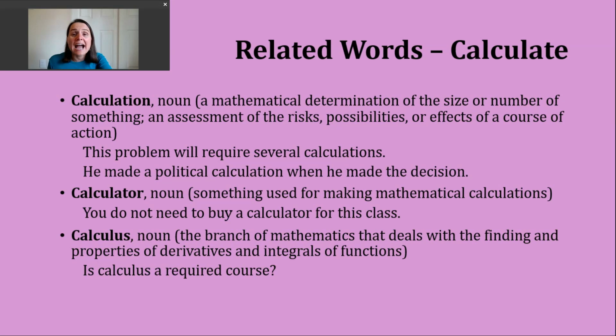Another related word is the noun calculator. This is something that is used for making mathematical calculations. Many cell phones now come with a calculator app, but you can also buy standalone calculators, and there are many different types. Some do more simple addition, multiplication, subtraction, division type of calculations, whereas others do really sophisticated or complex ones. An example of this noun in a sentence could be, you do not need to buy a calculator for this class.